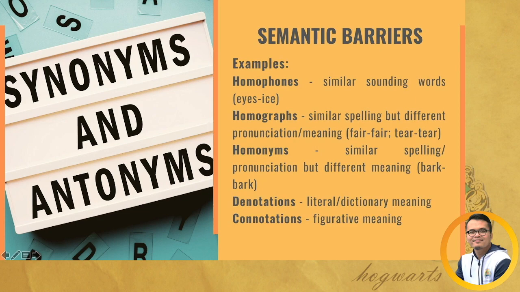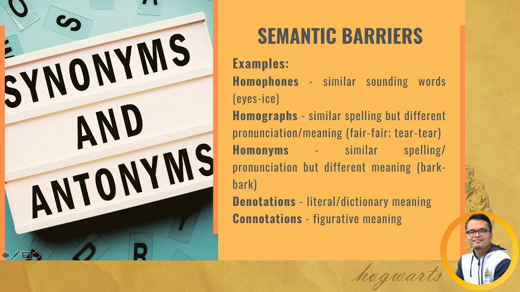Homographs. These are words with similar spelling but sometimes different pronunciation and meaning. Like the word fair, which means reasonable, and fair, which means light-toned skin. Or tear, which refers to the liquid that comes out of our eyes when we cry, versus tear, which means to slit or rip open.